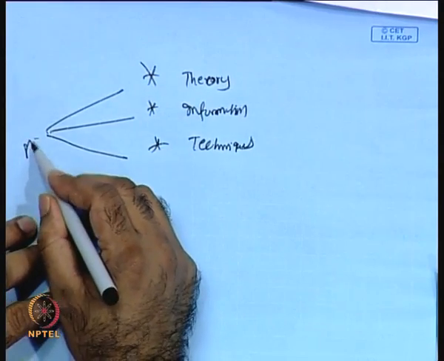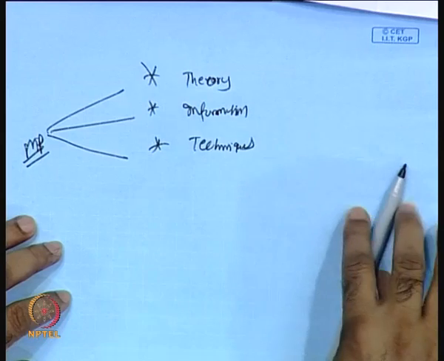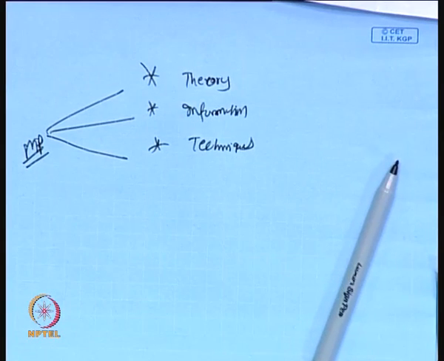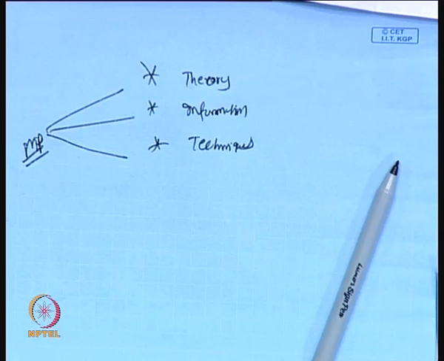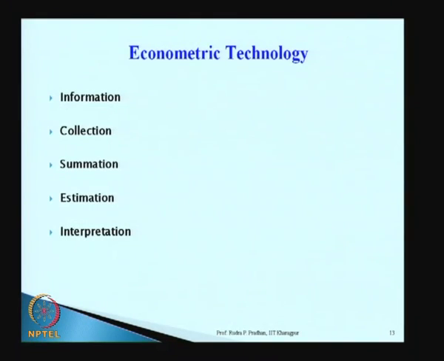Then you have to apply your mind power, your skill, to process this theory and information to be consistent with the theory, and decide which technique you have to apply to justify the theory. Then collection, summation, estimation and interpretation. What is all about econometrics? Econometrics is the set of information collection, summation, estimation and interpretation.